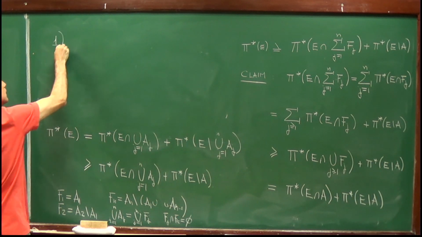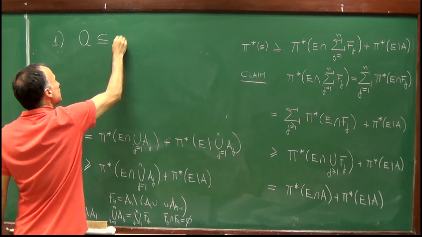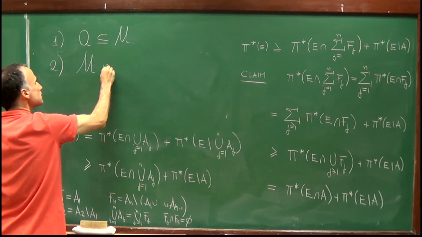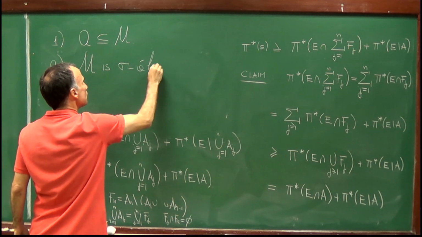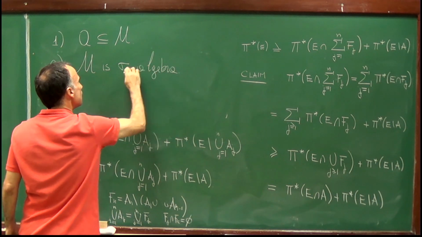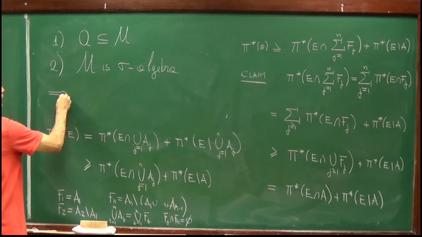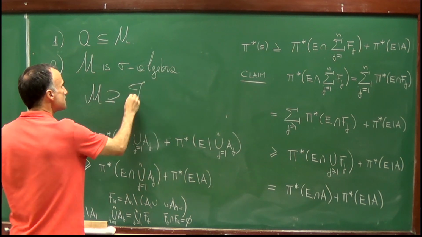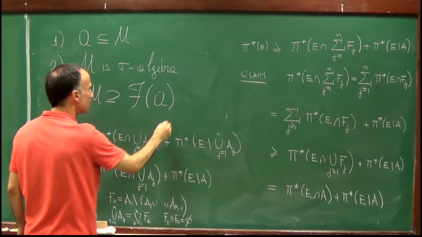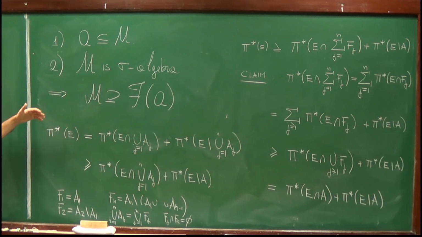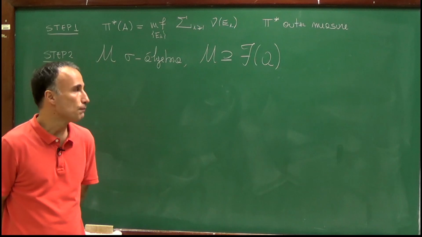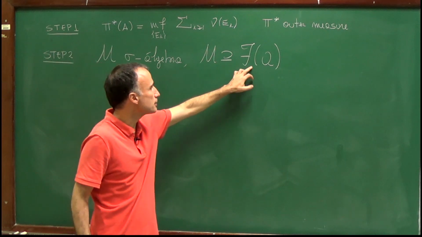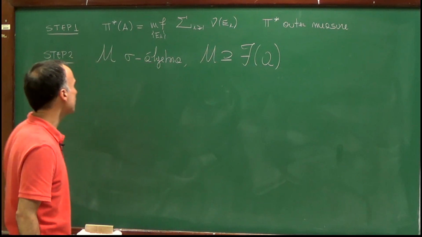We proved, one, that the algebra is contained in M. Now I just proved that M is a sigma algebra. And so it follows from these two assertions that M in fact contains the sigma algebra generated by the algebra. So this is what we proved up to now: M is a sigma algebra which contains the sigma algebra generated by the algebra.